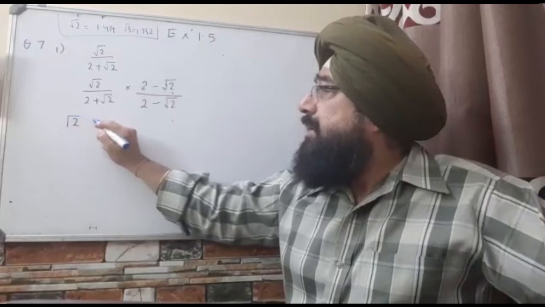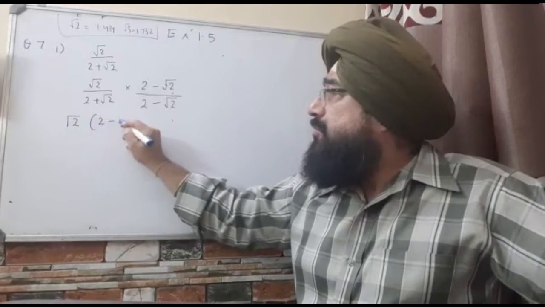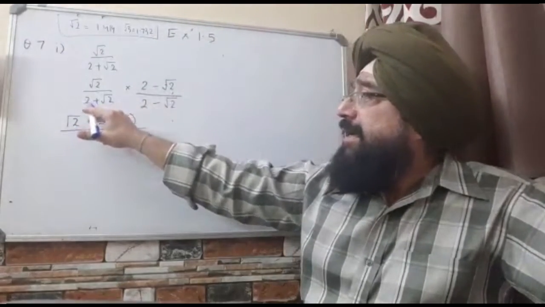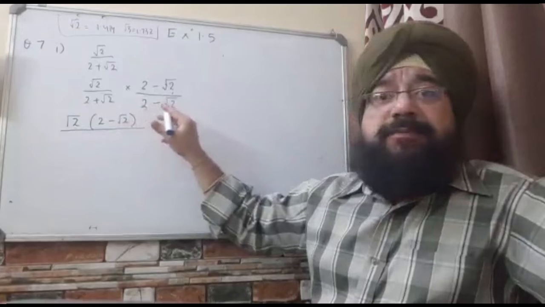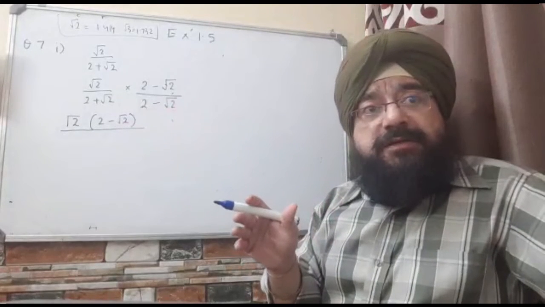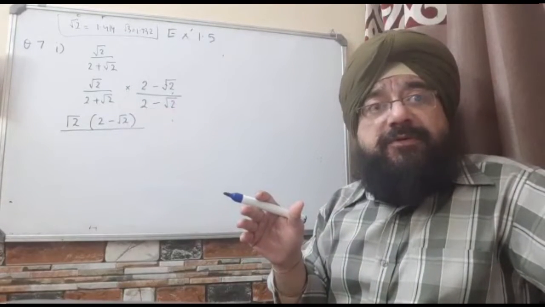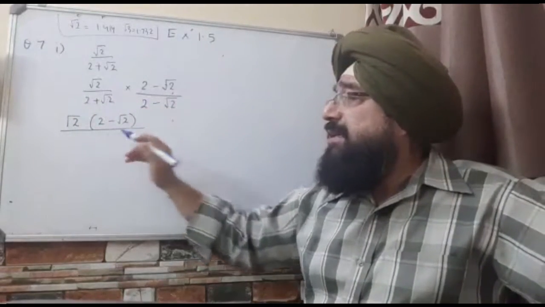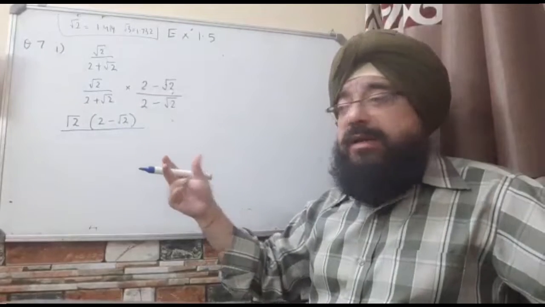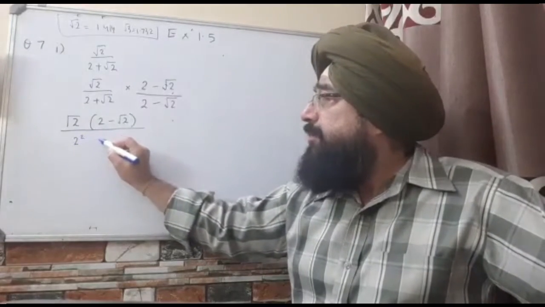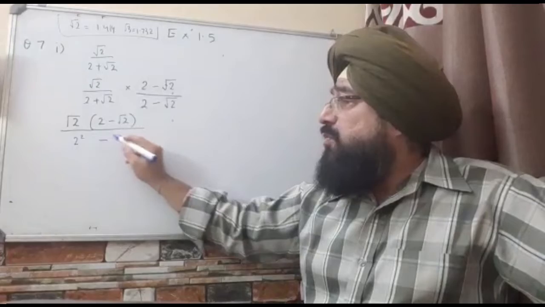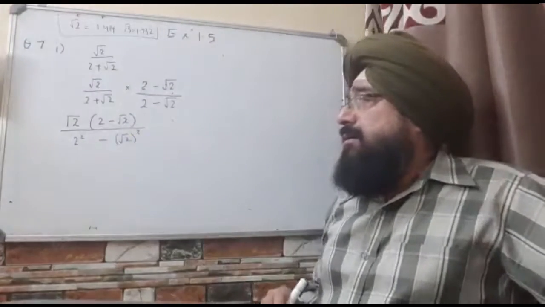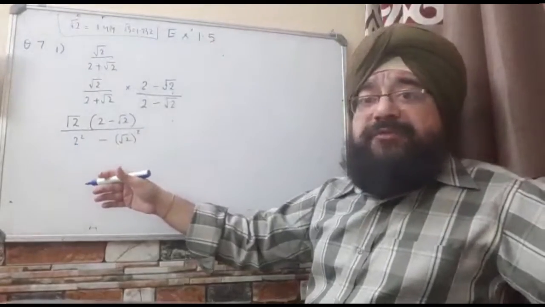So now it becomes root 2 multiplied with 2 minus root 2 in the numerator, while in the denominator, what do you get? A plus B into A minus B, which equals A square minus B square. Meaning 2 square minus root 2 square. Permit me to write 2 square minus root 2 square, because in the next step, I will simplify.